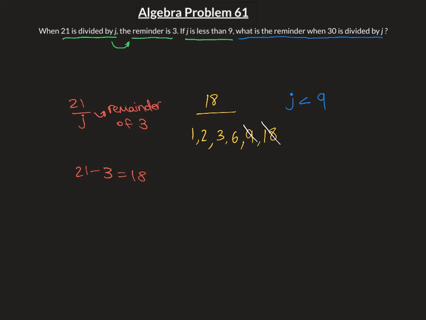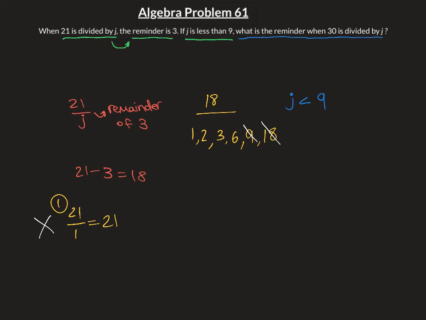So basically, we have to plug in these 4 values for j. What happens if our first scenario is j equals 1? I'll write this as scenario 1. What happens if j is equal to 1? 21 over 1 means we get 21. And we don't have a remainder of 3, so that's wrong.